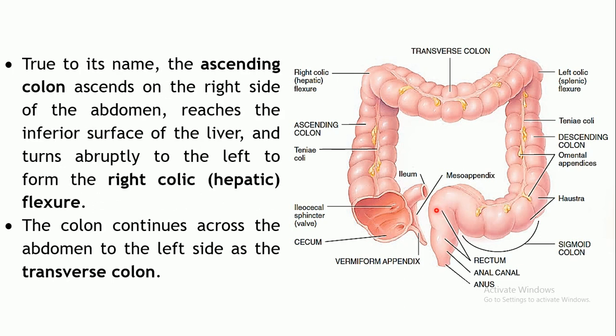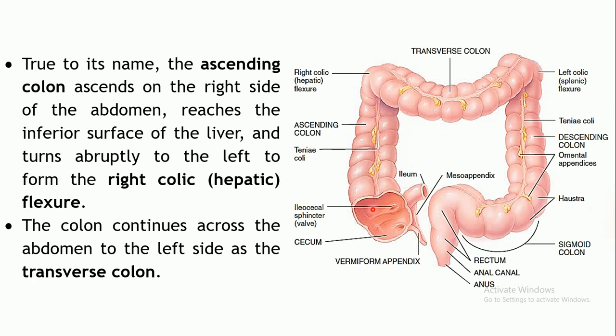Now let us see the different parts of the colon. The ascending colon, as the name implies: why is it known as ascending colon? Because it is ascending from this cecum. It is moving in the upward direction, so that's why it was called ascending colon. It's the first part of the colon, extending upwards.